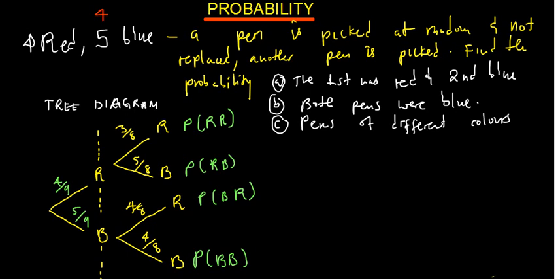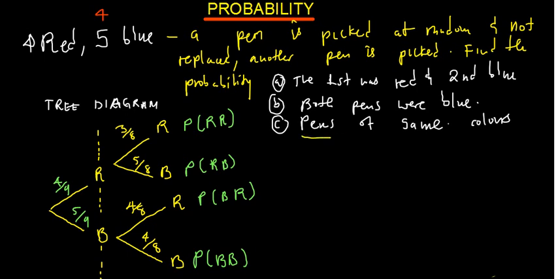Yes, please. You're saying that 4 over 9 times 5 over 8 is equal to 5 over 18. Yes. So how do you find the 18? All right. Okay, let's find it using this one.